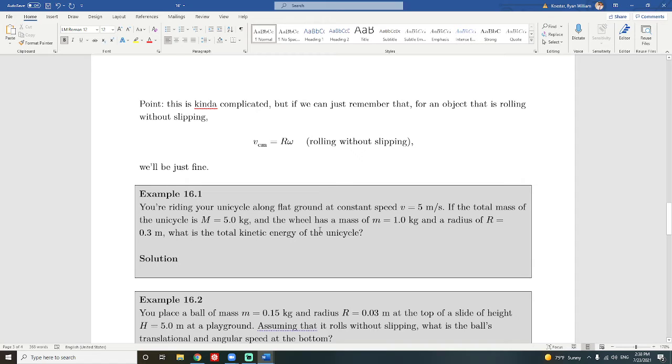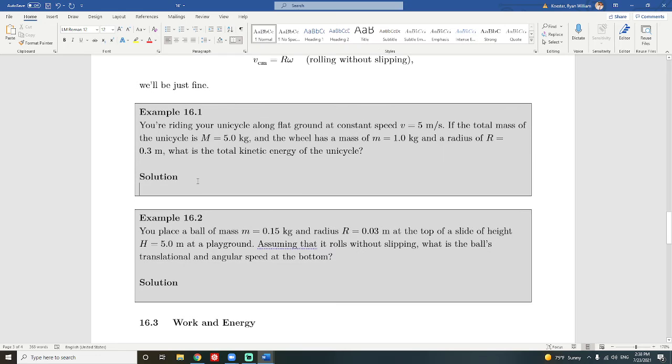Now, this mass here includes the mass of the wheel, right? So, just to stress this, the total mass of the unicycle, including its wheel, is 5 kilograms. But we know that the mass of the wheel is 1 kilogram. So let's see what we end up getting here. Okay.